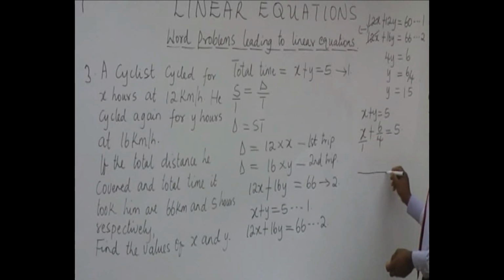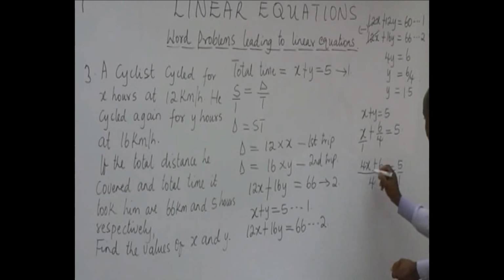Find the LCM. Simple arithmetic. 1 divided by 4 is 4. 4 times x will give you 4x. Plus 4 divided by 4 is 1, times 6, to give you 6, is equal to 5. This 5 will be all over 1. If you cross multiply, you are going to discover that 4x plus 6 multiplying 1 will give you 4x plus 6, and it's going to be equal to 4 times 5, which is 20.